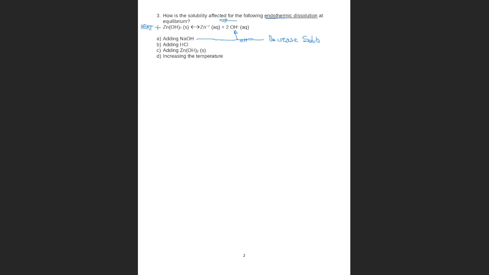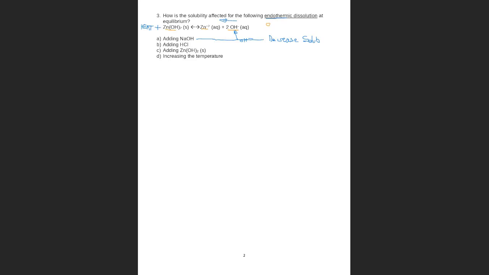Now what happens if I add hydrochloric acid? I look at the reaction and I look at where the acids are. Here, no acid, no acid, no acid. At the beginning, I'm going to say the acid won't affect the equilibrium. No, it will affect it, even though it's not in the equation. Why is that?